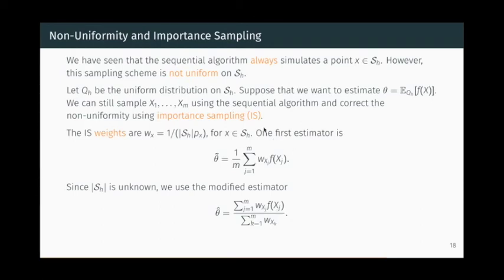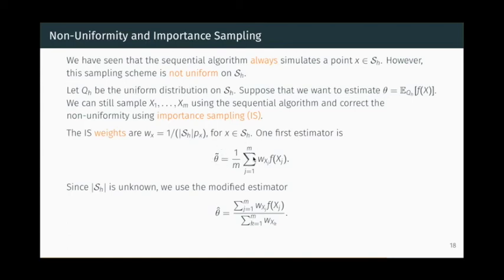So here I'm not going to give too much detail, but the point is that we can weight our quantities by the importance sampling weights. And the importance sampling weights here are given by this quantity. So this is a cardinality of the target set, and it's unknown generally. So actually this estimator, we won't be able to compute it in practice.